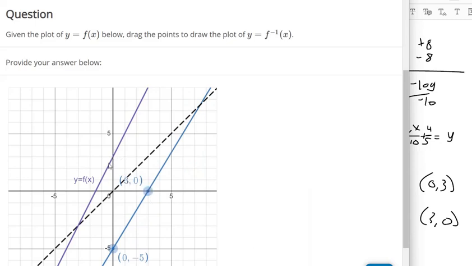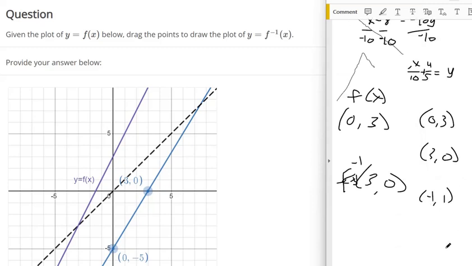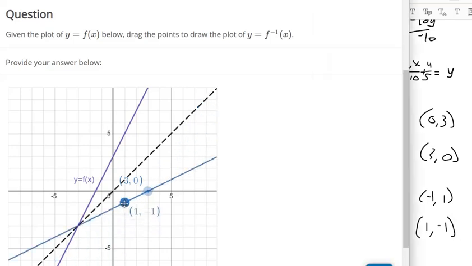Now let's try to find another dot in this graph. It looks to cross at -1 on the x, 1 on the y for the original function. That means the inverse should cross at 1 on the x, -1 for the y. That's the graph of the inverse.